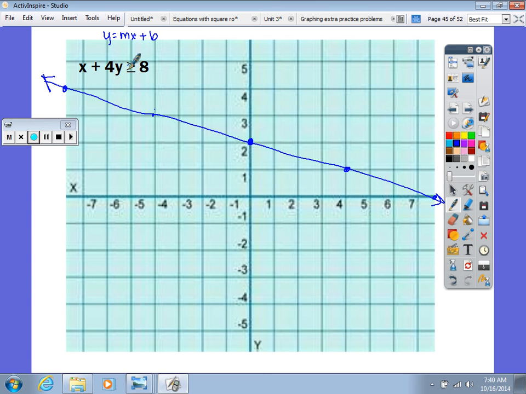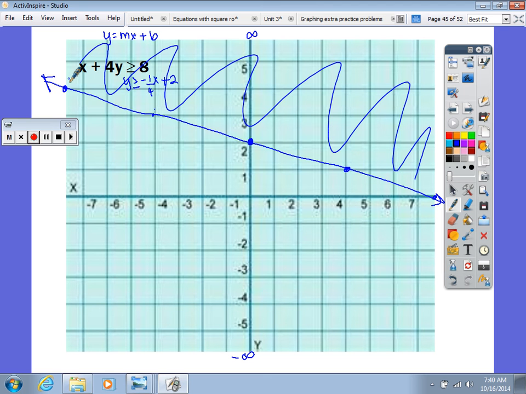So since it wanted greater than, and you wouldn't go back to the original, you'd look at the equation that I just gave you, which was y is greater than or equal to negative 1/4 x plus 2. So looking at this one, this means greater, so that means my y's need to continually get bigger. And where do they get bigger? At the top.